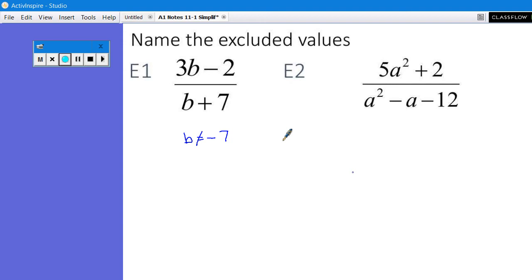Again, we don't care about the top. When we're talking about excluded values, we're only talking about the numbers in the denominator. So if we look here at this one, we have a denominator, but this denominator is not simplified yet.